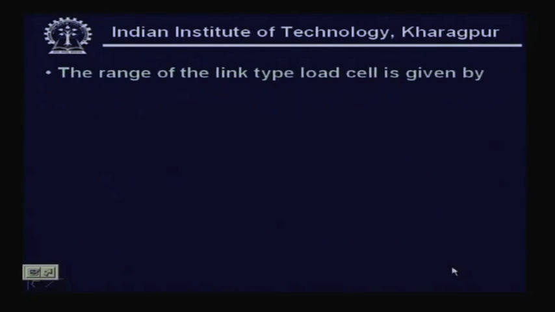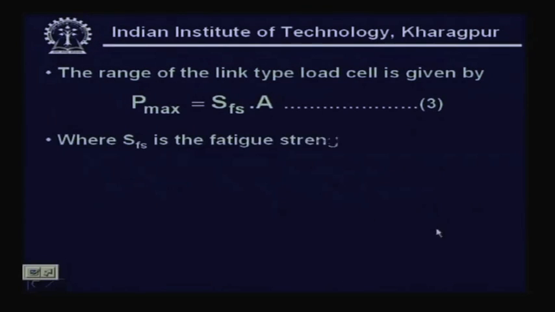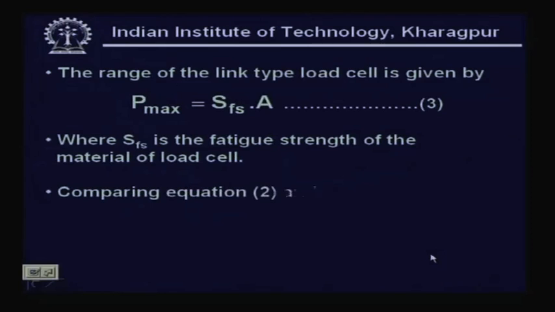Now, range of the link type load cell or column type load cell, both ways we can see it, either we can take column type load cell or we can get link type load cell, is given by P max equal to S subscript FS into A, where SFS is called the fatigue strength of material of the load cell, right.